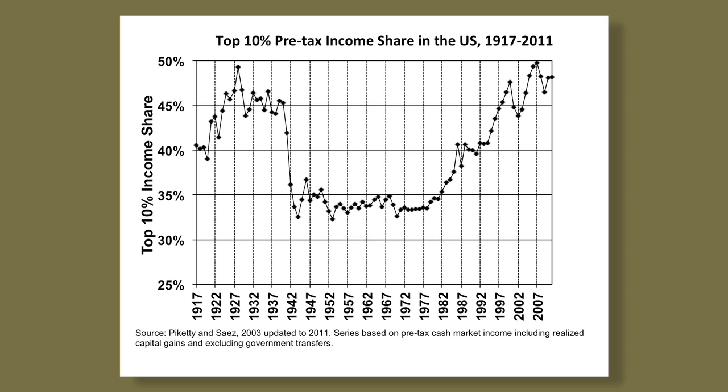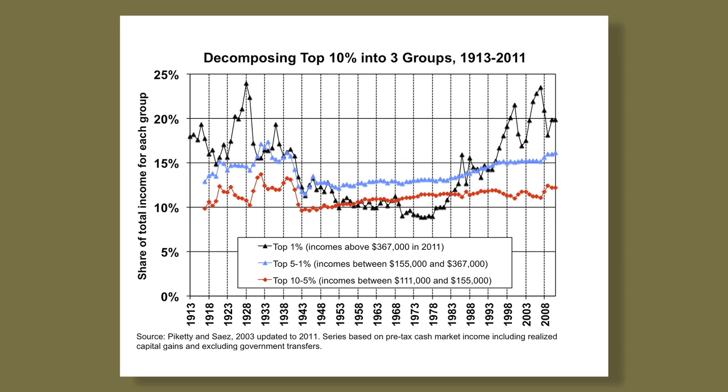The top 1%, so this is the series here in black, share of income going to the top 1%. The next 4%, that is the series in blue. And then the next 5%, the series in red. So just to give you an idea, in 2011, the top 1% are families with income above $367,000. The next group, between 155 and 367, and the third group between 110 and 155.